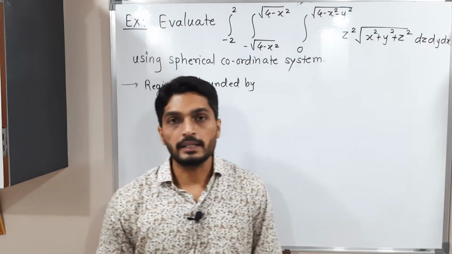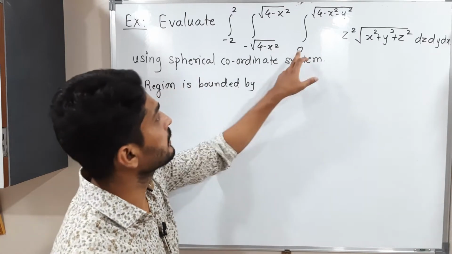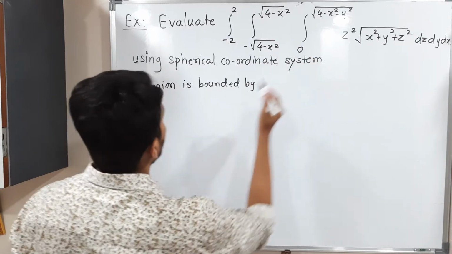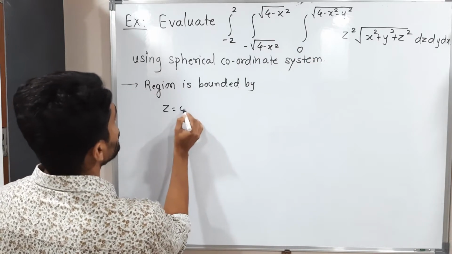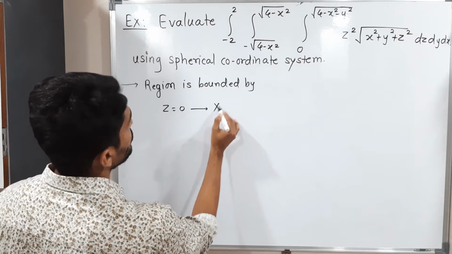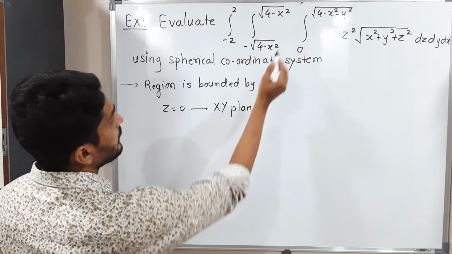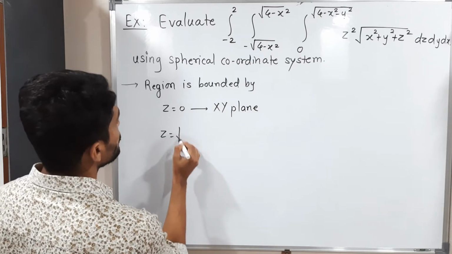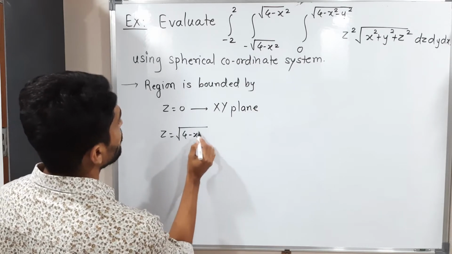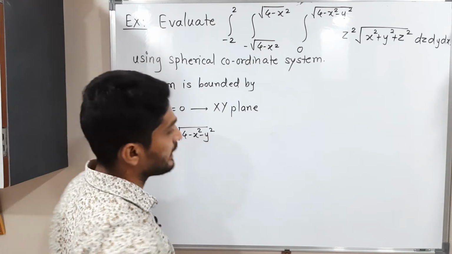I will simply write that the given region is bounded by the following. These are the limits of z. Here z is equal to 0. You know that z equals 0 is the equation of the XY plane. Next is z is equal to square root of 4 minus x square minus y square.